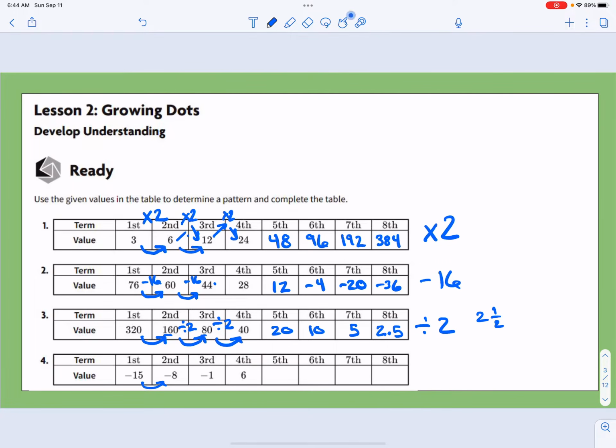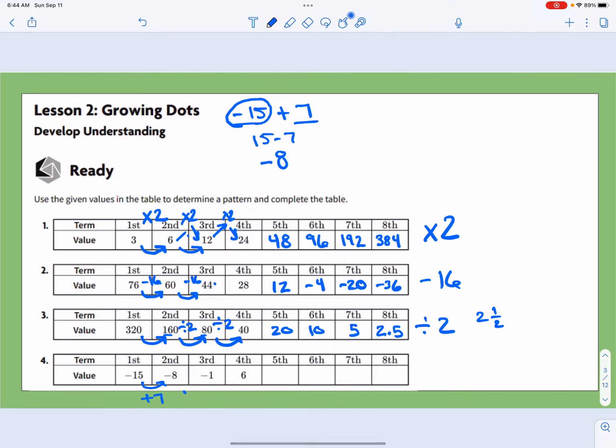Well, that's actually an increase. We're going up, right? You got to think about a number line. We're going up a number line, and we're actually adding 7. Okay, so it's negative 15 plus 7. Well, the signs are different, so I find the difference. 15 minus 7 is 8, and I keep the one with the greater absolute value. Keep the sign for that one, negative 8.